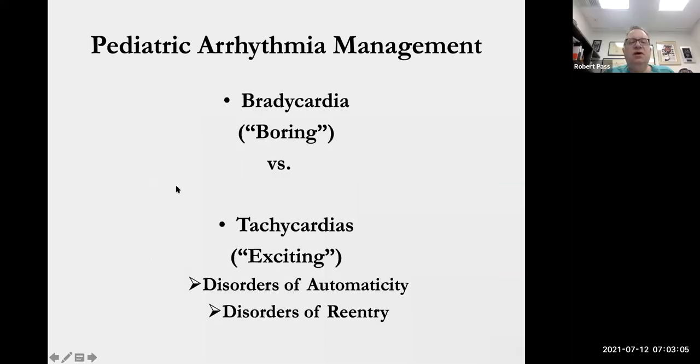So generally speaking, if we're going to divide pediatric arrhythmias into two broad categories, we have the bradycardias, which I sometimes think of as the more boring arrhythmias, and then the tachycardias. And amongst the tachycardias, there are two general categories mechanistically that we think about, which are disorders of automaticity and disorders of reentry. There's a third one called triggered automaticity, but from a clinical perspective, I think if you think of tachycardias as being automatic or reentrant, it's a useful way to think of them.